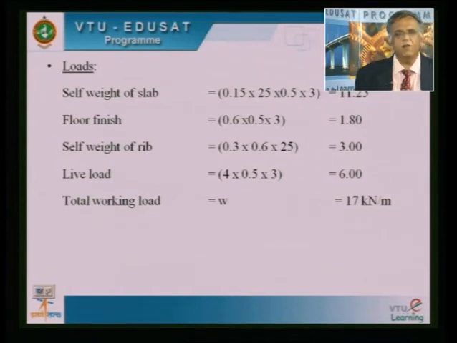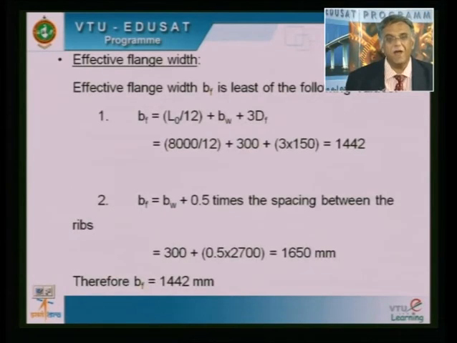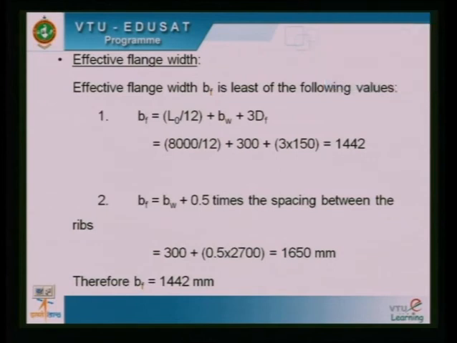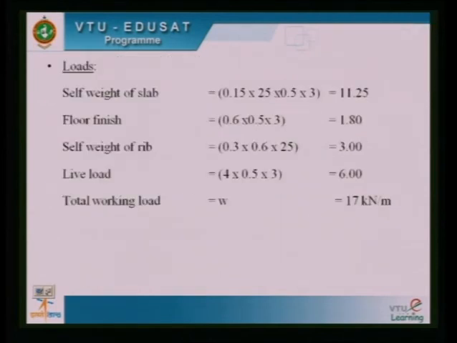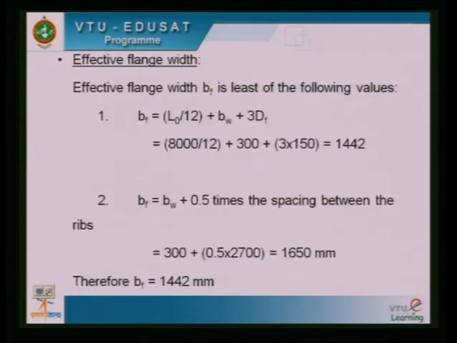The total working load is 17 kilonewton per meter run, which is going to be factored, so 17 into 1.5 will be the factored load. Then you are going to calculate the value of the effective flange width bf.